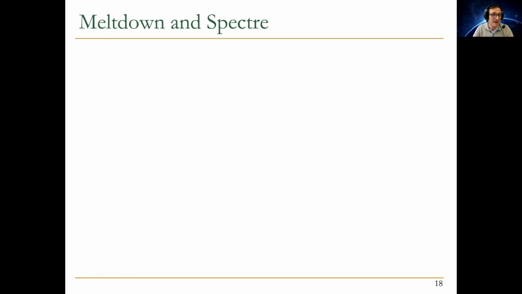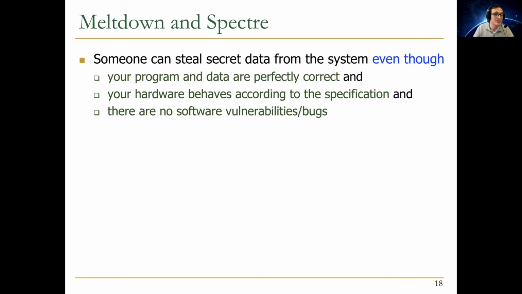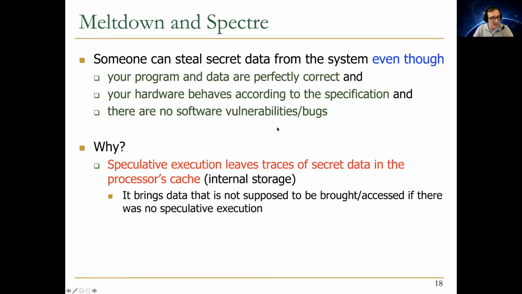Now, Meltdown and Spectre, so everything is correct, but Meltdown and Spectre enable someone to steal secret data from the system, even though all of this is true. Why? Because it turns out speculative execution leaves some traces of secret data. So you execute these 200 instructions. Some of those 200 instructions access some things, and some of these things are not supposed to be accessed, let's say. I'm simplifying things a little bit because the real attack is a little bit more convoluted, let's say.